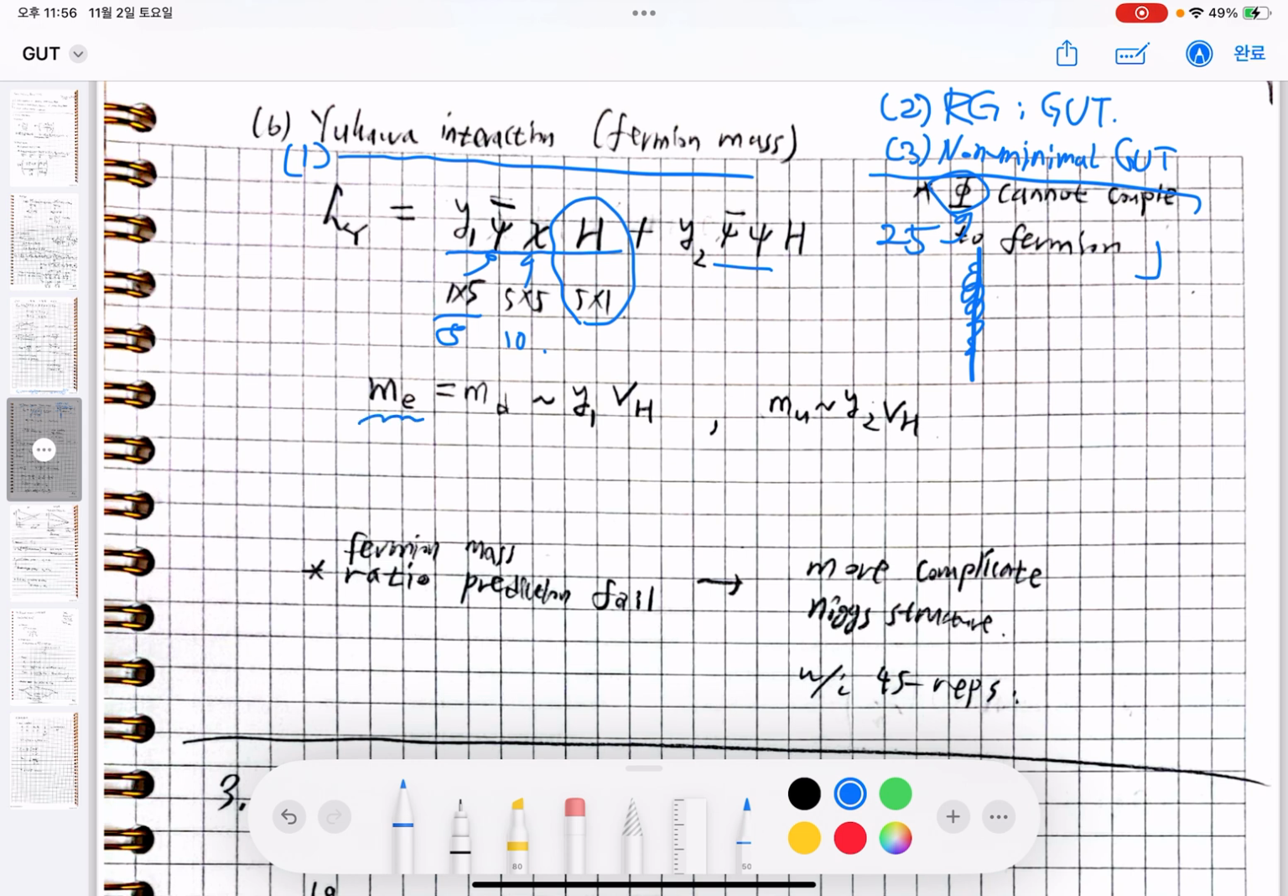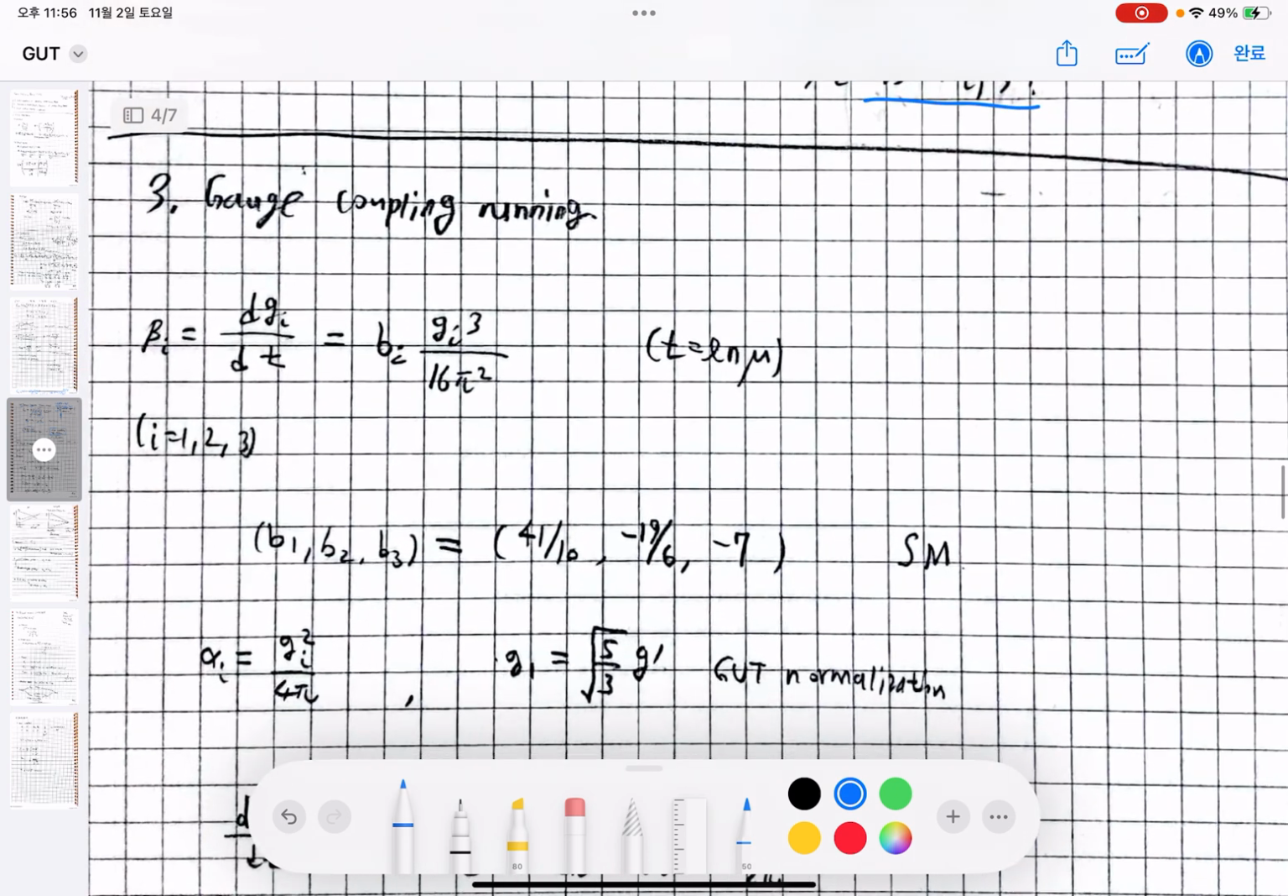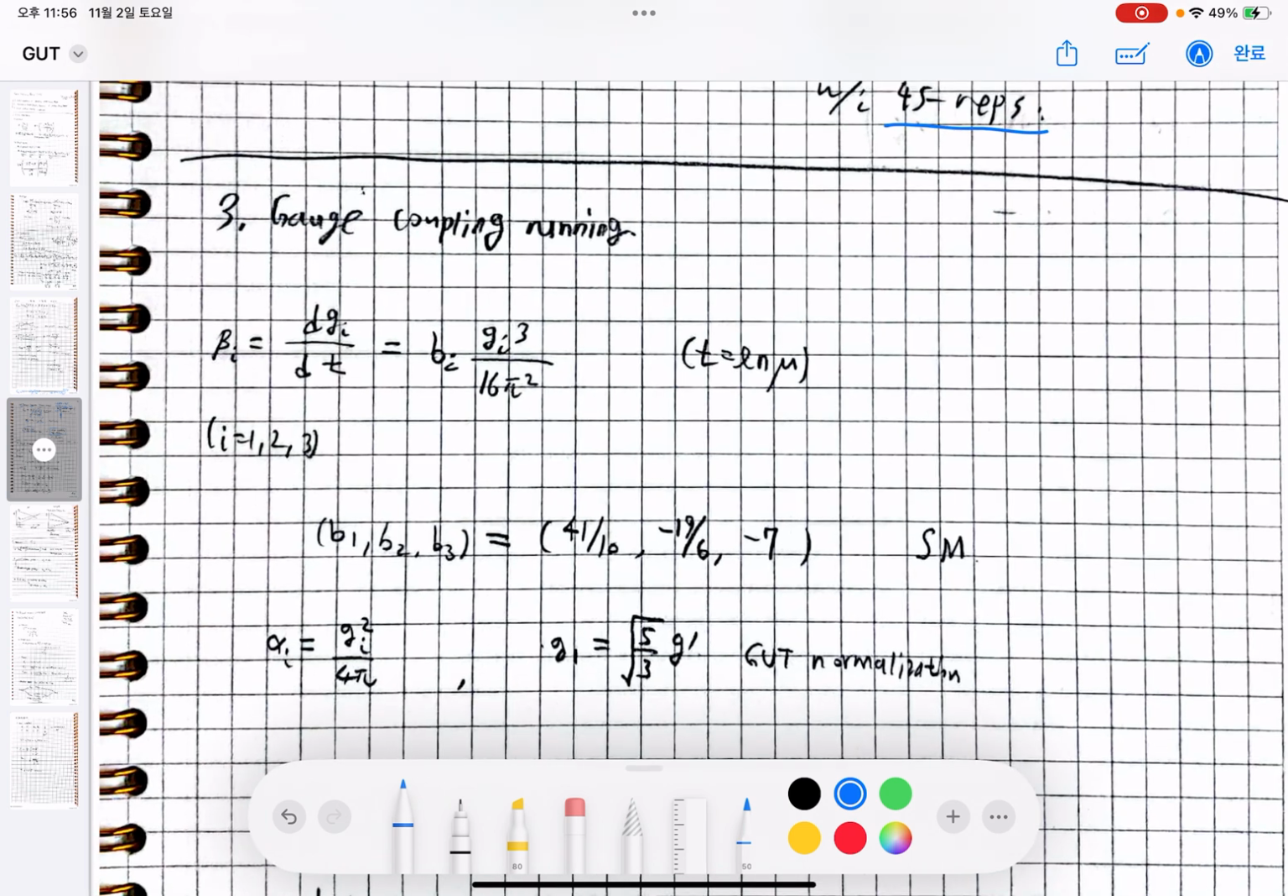The fermion mass is proportional to the Yukawa coupling and the VEV of the 5 representation Higgs, and there will be fermion mass relations. But those predictions fail, so there should be more complicated Higgs structures required, like the 45 representations. I'll skip the details of such complicated structures of Higgs.